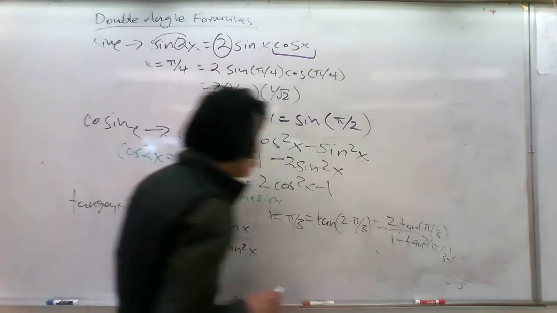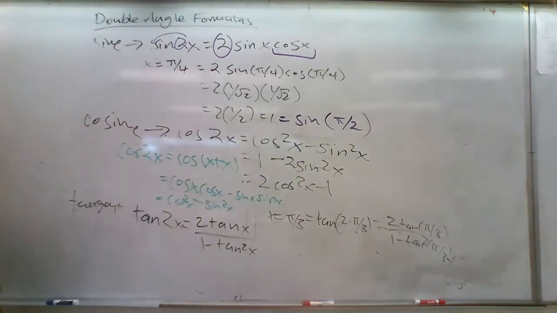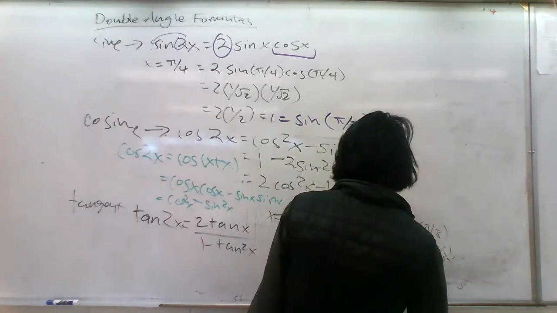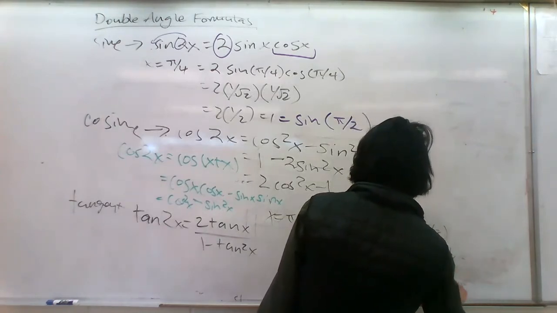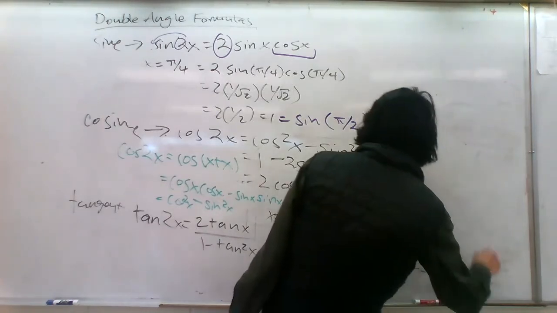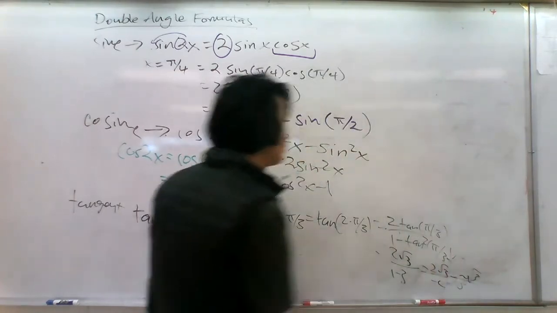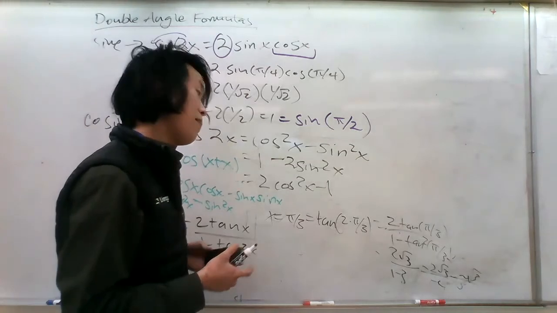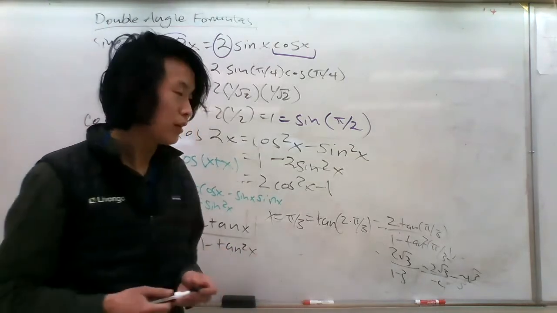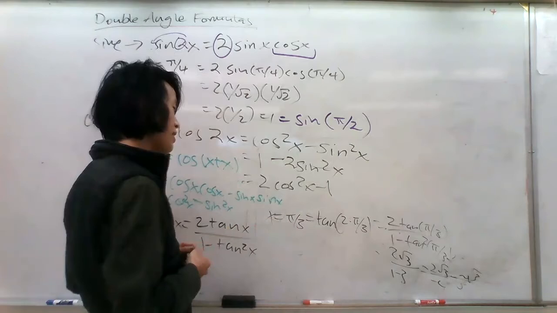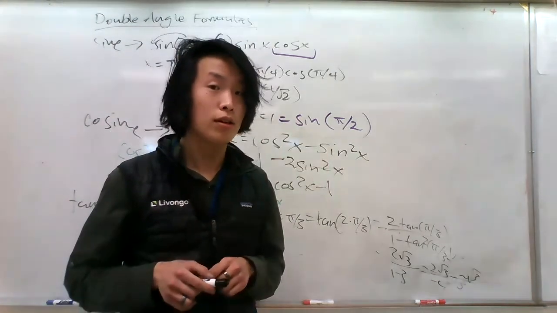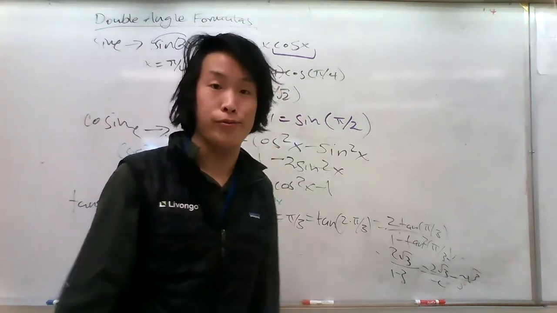The tangent of pi over 3 is the square root of 3, right? 2 times the square root of 3 over 1 minus 3, which equals 2 times the square root of 3 divided by negative 2, which is the negative square root of 3. Okay? We can see that does work. Because it would be the same thing as saying the tangent of 2 pi over 3, and in the second quadrant, the tangent ratios are negative, right?